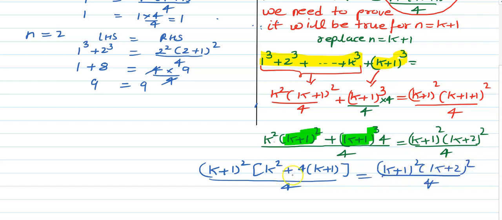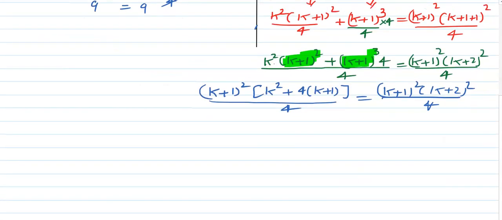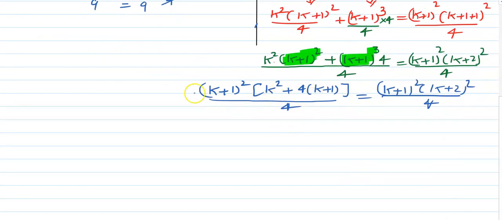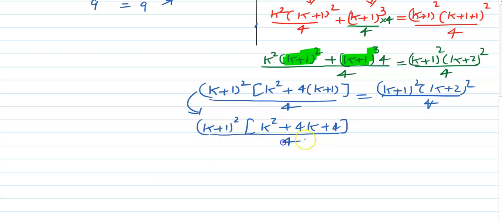If you see the left hand side and right hand side, they are not equal yet, but we still need to show that both sides are equal, then our equation will be true. So let's do it. Now let's solve here. It is (k plus 1) whole square, k square plus 4k plus 4, divided by 4, and this will come as it is.